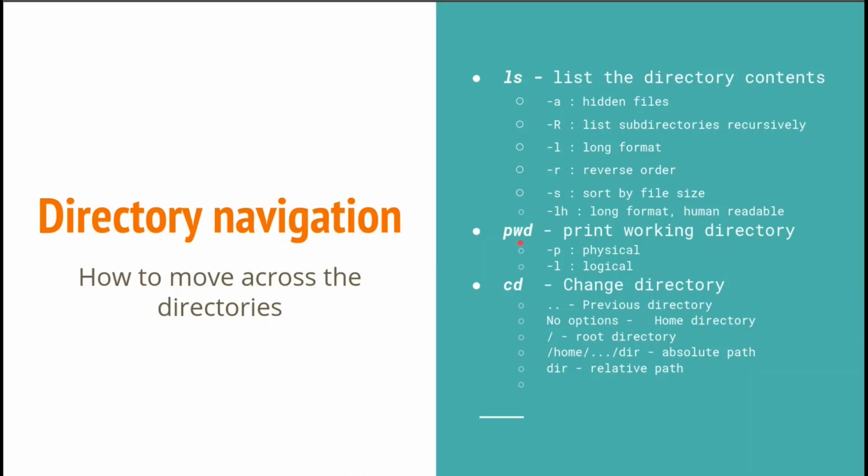Now for print working directory, you have two options, physical and logical. This is very helpful if you're working with links. And cd is change directory. You can use cd dot dot to go to the previous directory. And if you don't provide any option, it will take you to the home directory. cd forward slash will take you to the root directory. And then you can provide either the absolute path or the relative path. So I think the directory navigation is clear. Go ahead and try it out, and I will see you in the next lecture.